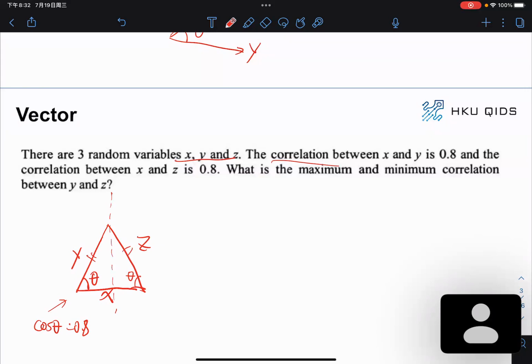Let's think about some middle school geometry. You can see here, if I just set this line as 1, how can we solve this problem? I know the cosine theta is 0.8, so this is going to be 0.8, and this is also 0.8. And now I'm asking what's the maximum and minimum correlation between y and z.